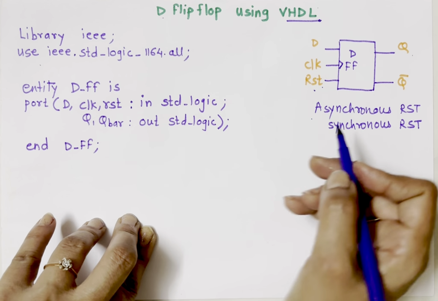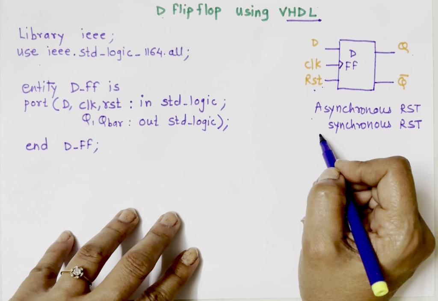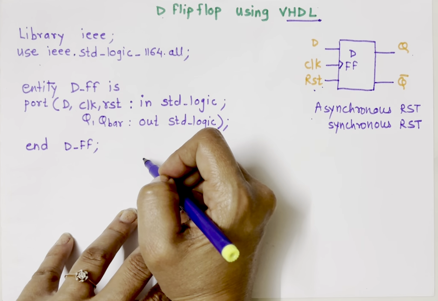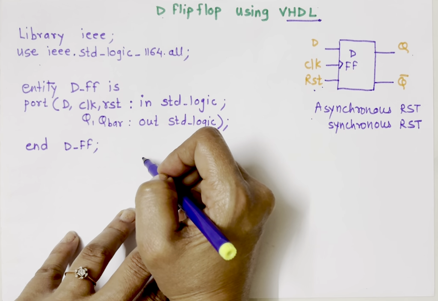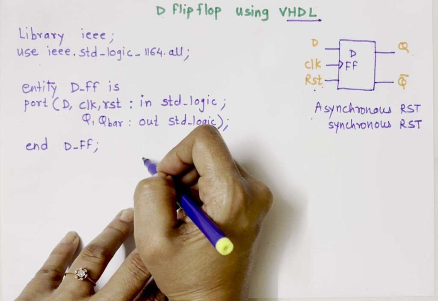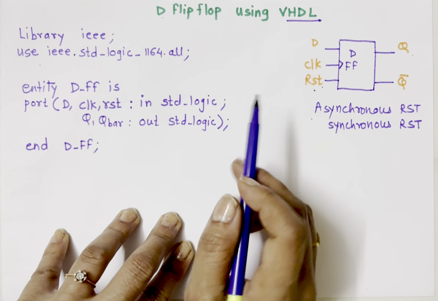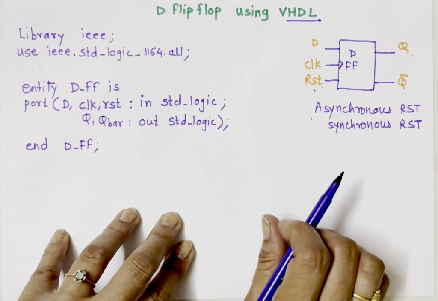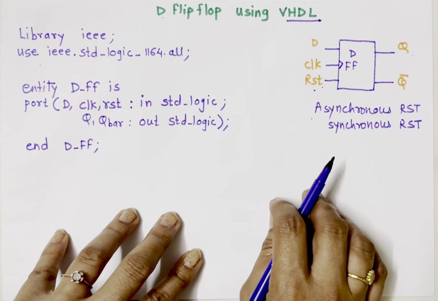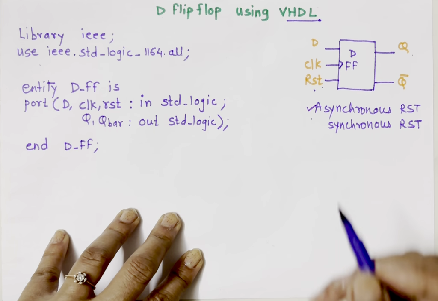For asynchronous reset as well as for synchronous reset, the entity will remain the same, because in the entity we are not explaining how my circuit behaves. What I am doing is only telling you how many inputs are there and how many outputs are there. That's it. So now let's write an architecture for asynchronous reset.